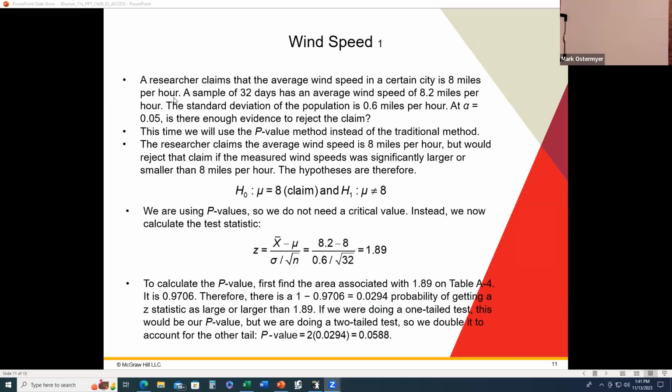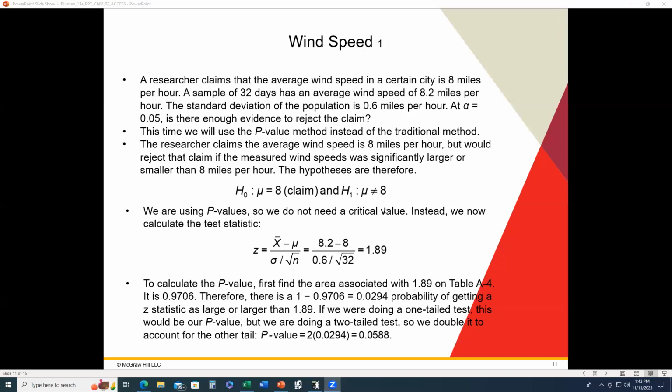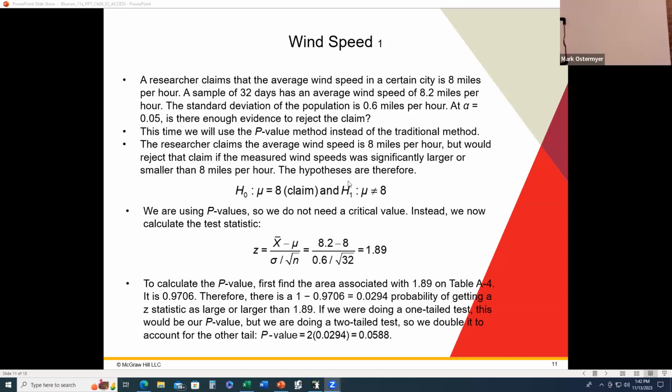Here's another example here. A researcher claims that the average wind speed in a certain city is 8 miles per hour. The claim is that the wind speed is equal to 8 miles per hour. So what would be my alternative statement? What symbol would it be? If I said that the claim is that the mean wind speed mu is equal to 8 miles per hour, you would say the alternative statement would be that mu is what? Not equal to 8 miles per hour. Exactly.